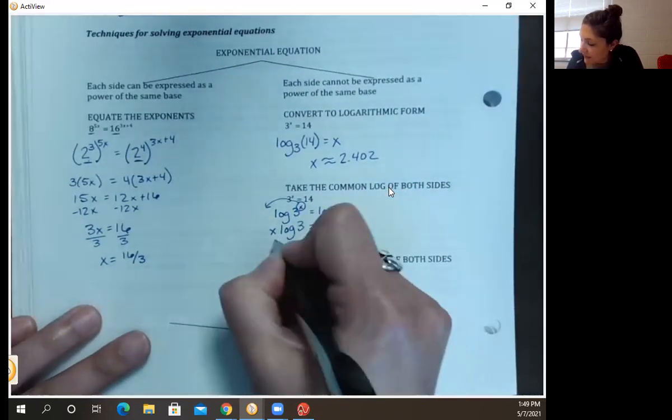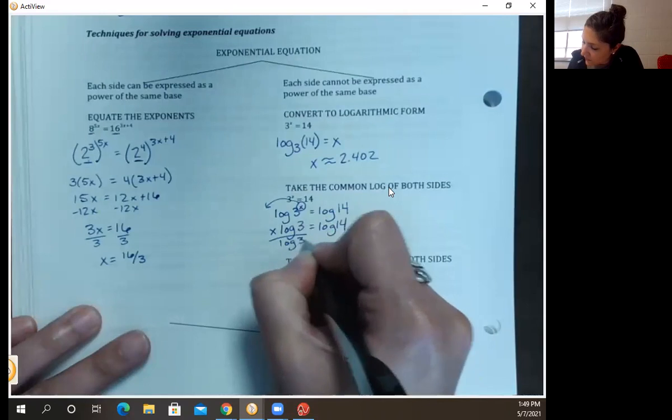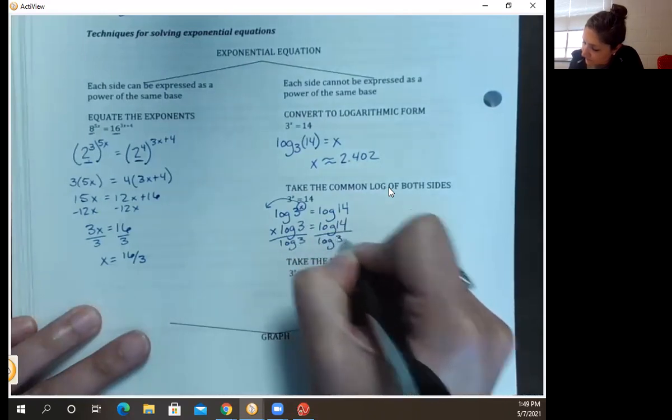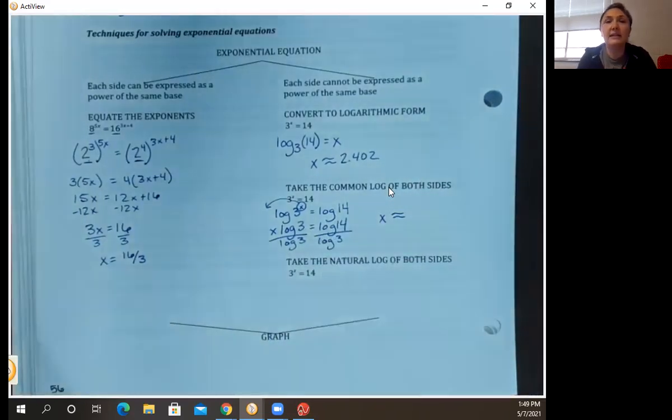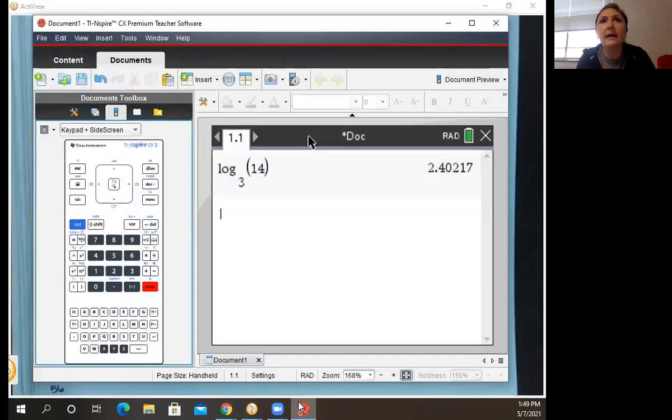And now I want x by itself. So I'm going to divide that log of 3 to the other side. And x equals whatever this is. So I'm going to type that in my calculator here. Let me bring it back up. And this would be log, since I don't see the base on my paper, that means that it's 10. So log base 10 of 14, divided by log base 10 of 3.